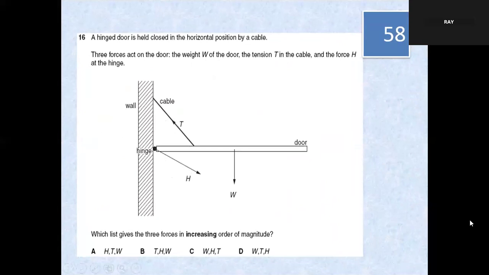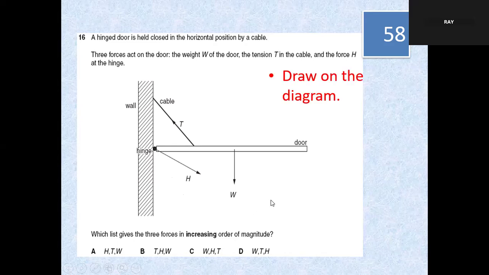Try this one. A hinged door is held closed in a horizontal position by a cable. That's your door. That's your cable. Three forces act on the door: the weight of the door, the tension in the cable, and the force H at the hinge. They are very kind to you already. All you need to do is draw the line of action. Three forces must pass through a point.